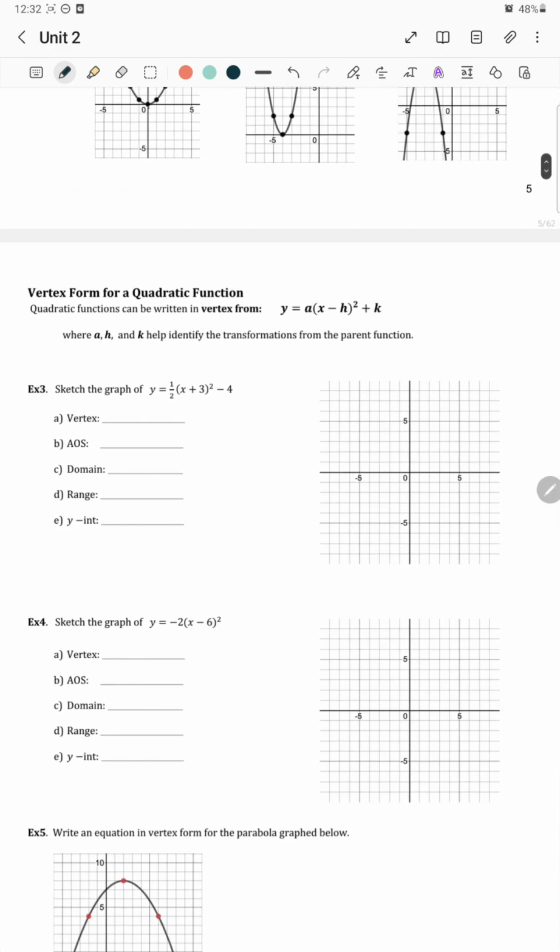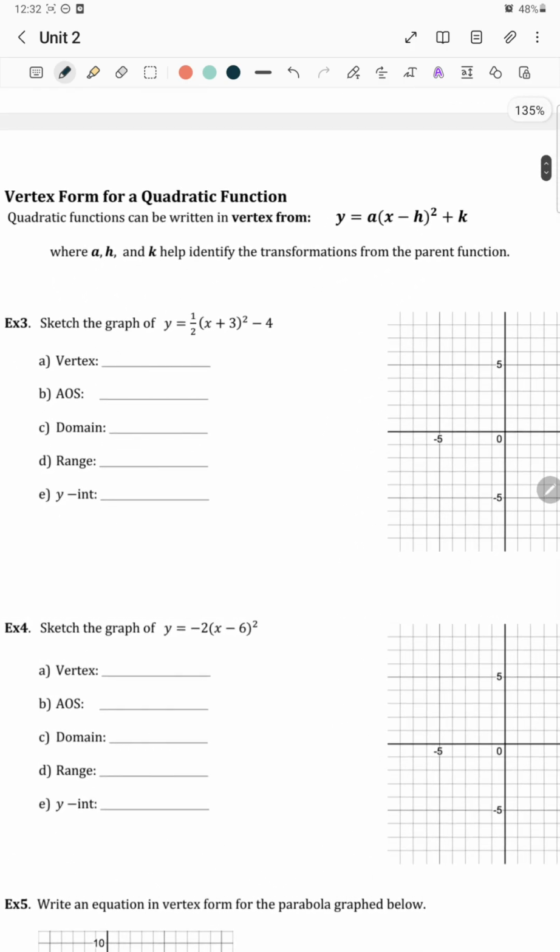Vertex form of a quadratic is y equals a times x minus h whole square plus k, where a, h and k help to identify the transformation from the parent function. So sketch the graph of y equals 1 by 2 times x plus 3 whole square minus 4.